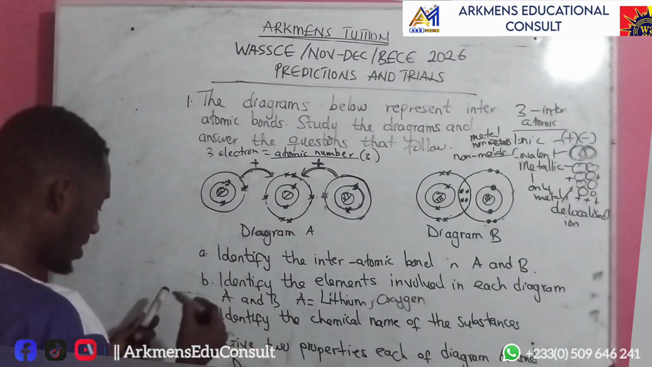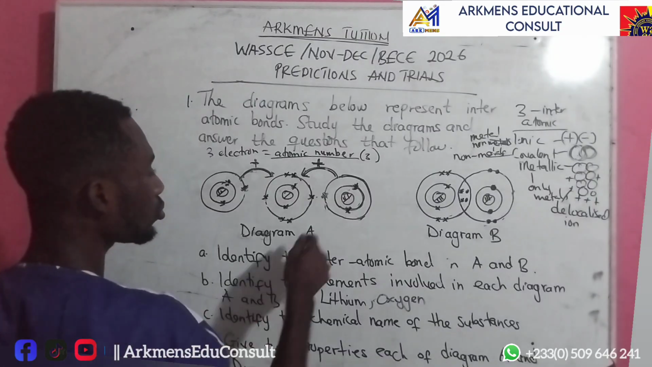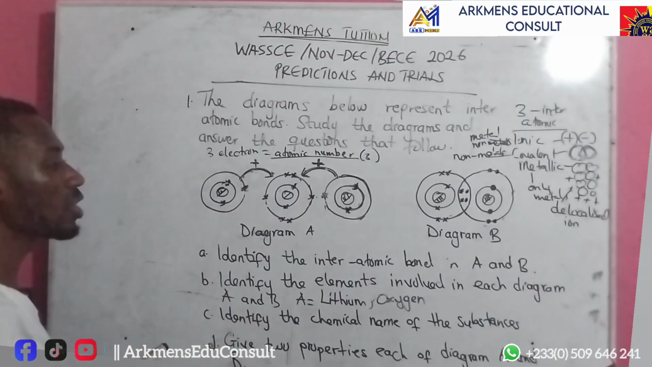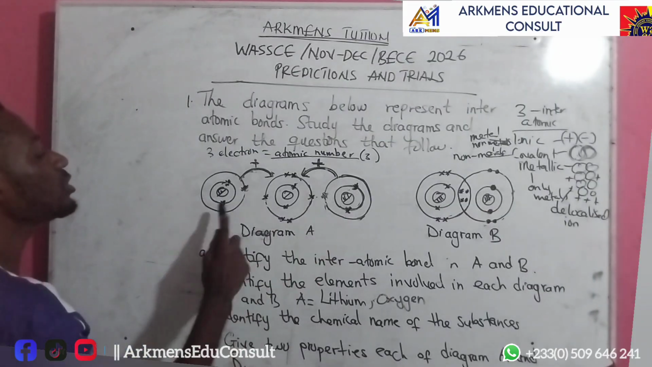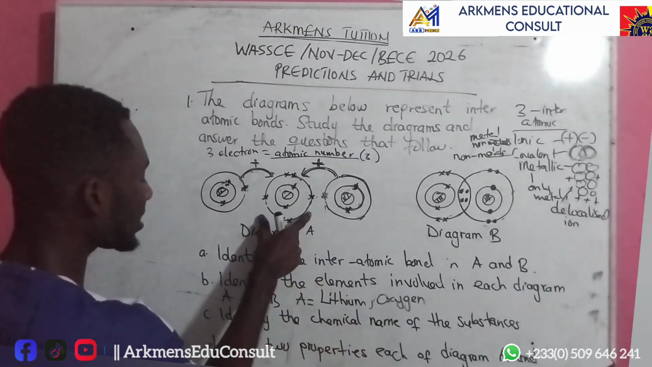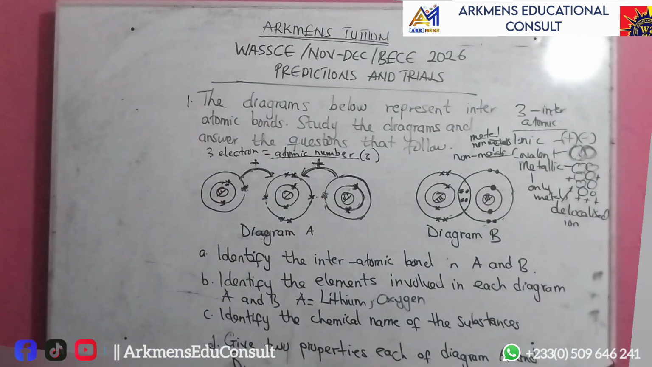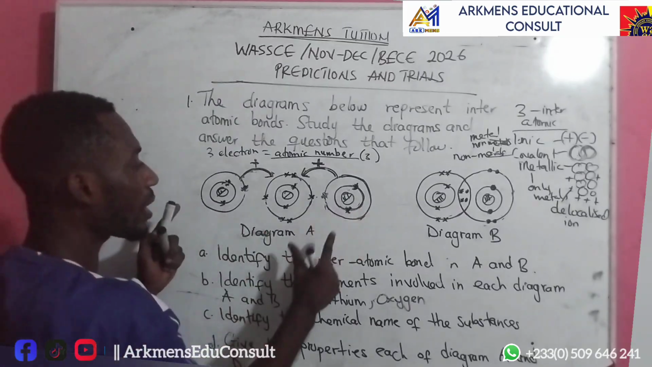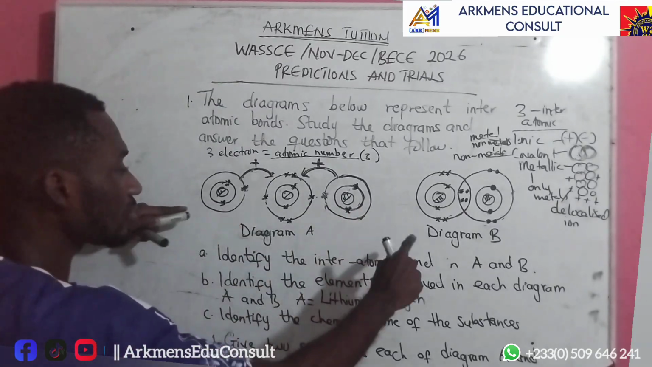Then let's look over here. When we check over here, it also has 1, 2, 3, and it's the same as this. So meaning that it's the same as the lithium. So this should tell you that there were 2 lithium atoms involved in combining with the oxygen atom over here to make it stable. So that is diagram A for you. That is how you'll be able to identify the element if it is drawn this way.